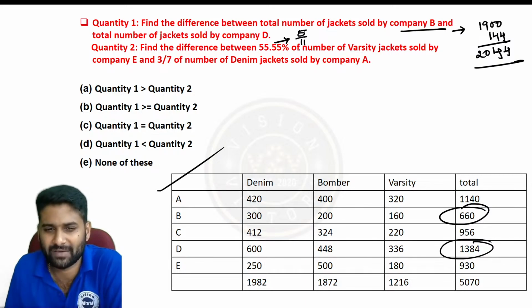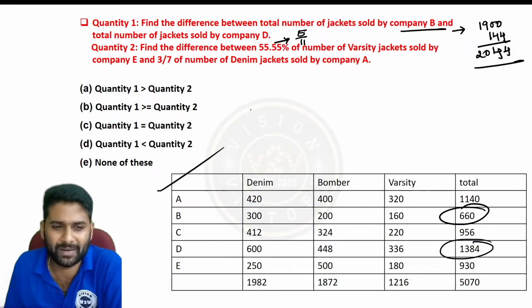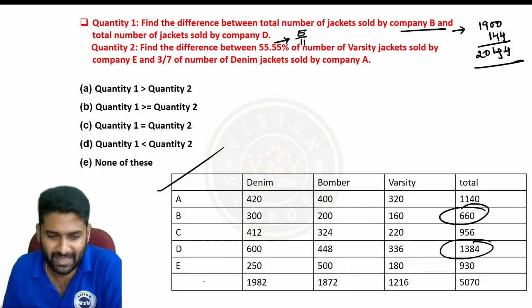Next one. Find the difference between 55.55 percentage, which is a value of 5 by 9, of the number of varsity jackets sold by company E, and 3/7 of the denim jackets sold by company A. You just find the difference.